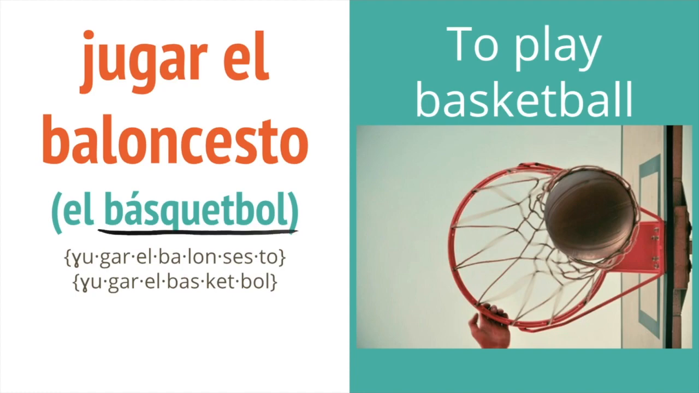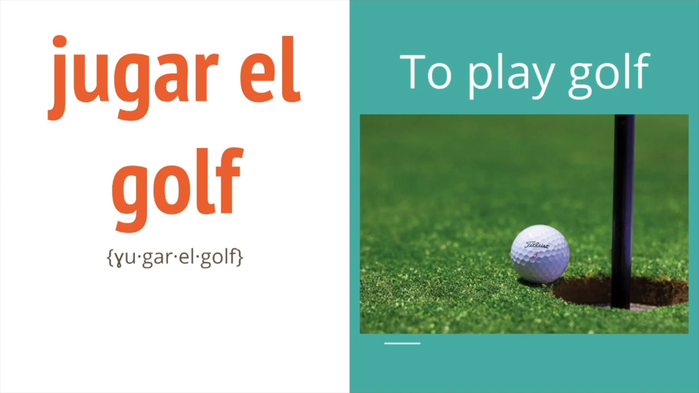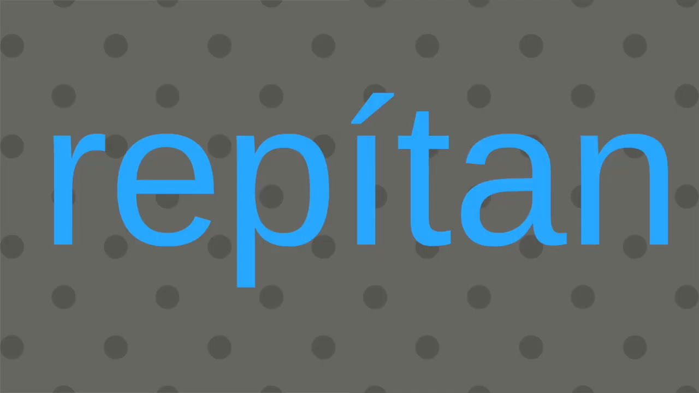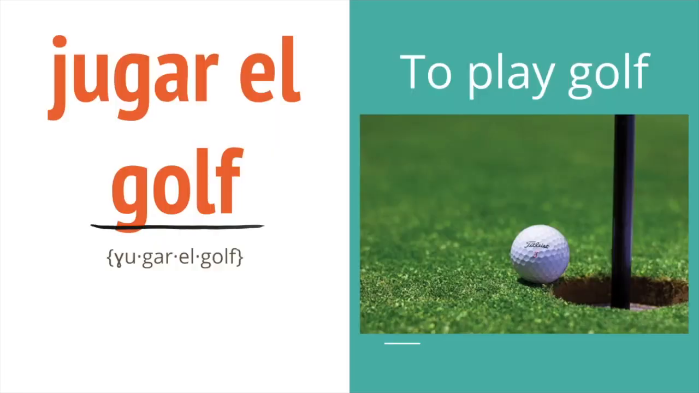But in Latin America and in Central America, they call it el basketball. So you can use either one you want. There is a spelling difference between baloncesto and basketball. So just be sure that whichever one you're using, you are spelling it correctly. Jugar el golf. Repitan, jugar el golf. So golf in both languages is the same. You just pronounce it differently.